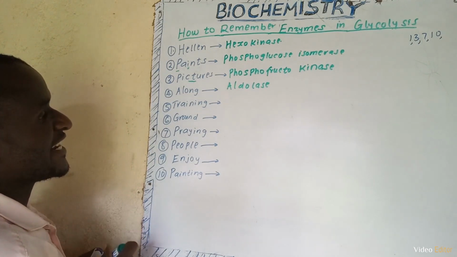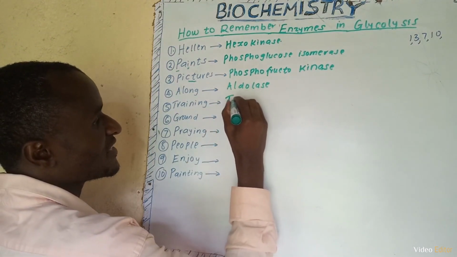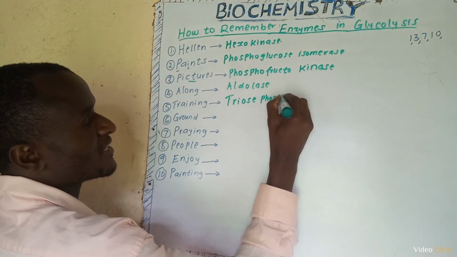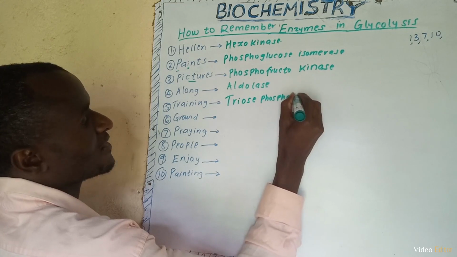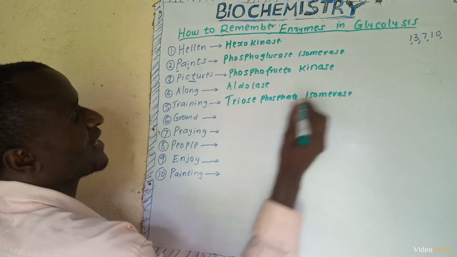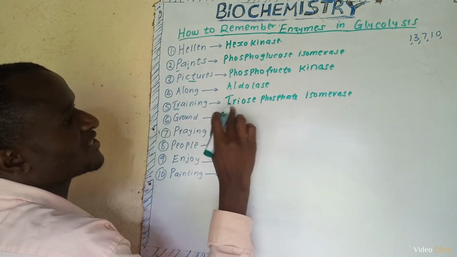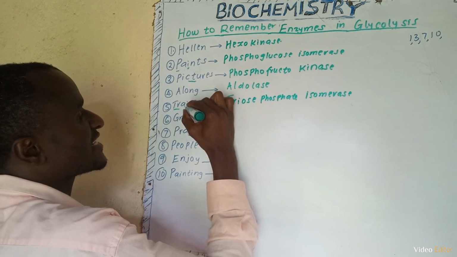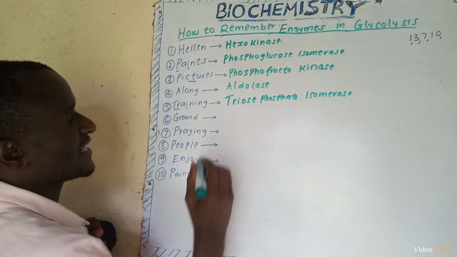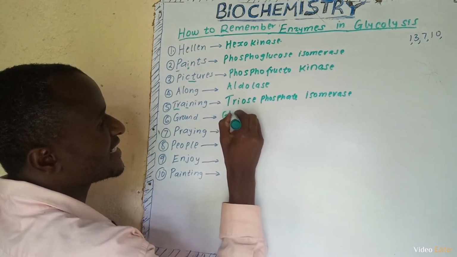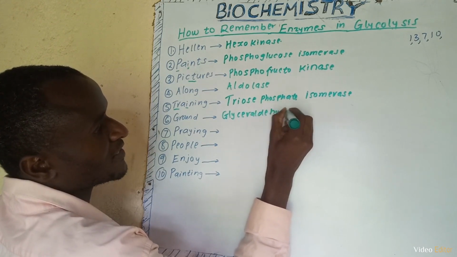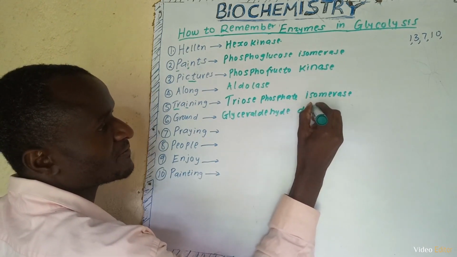Next is training. Training stands for triose phosphate isomerase. As you can see, training, TR, triose. Then another one, I, stands for isomerase. Next is ground, that is glyceraldehyde dehydrogenase.